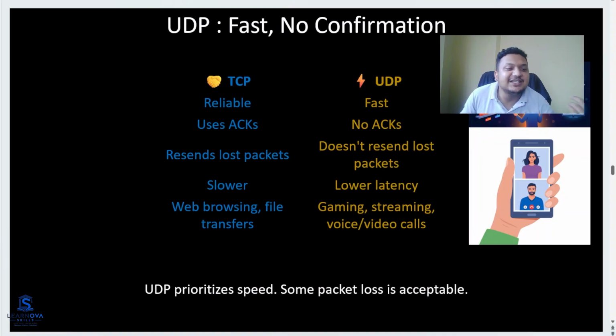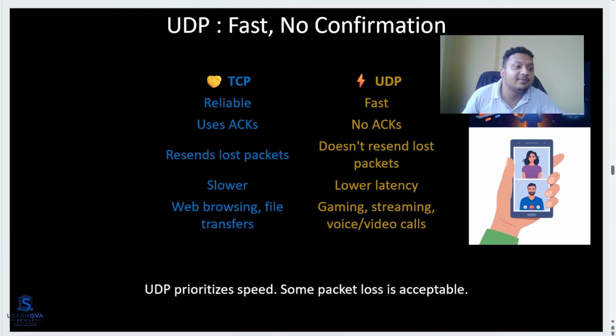UDP does not provide the same acknowledgement and retransmission mechanism as TCP. Instead, it prioritizes speed and lower latency. This can be useful in situations where receiving information quickly is more important than retransmitting every missing piece. Examples can include gaming, streaming, and real-time voice or video communication.